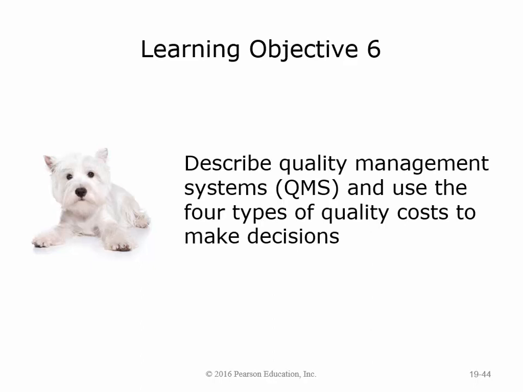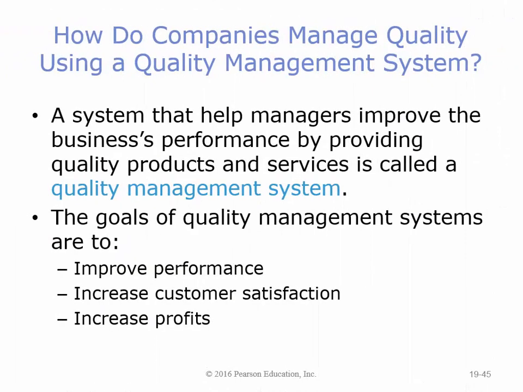And then the last, I said the last one was 5, sorry, there's 6. Describe quality management systems and use the 4 types of quality costs to make decisions. Again, I wouldn't worry about this too much. This chapter and the work in the chapter focuses primarily on activity-based costing, making the whole allocating of the cost to the different things. The rest of the stuff is good to know, but it's not going to be a huge part of the chapter. Okay.